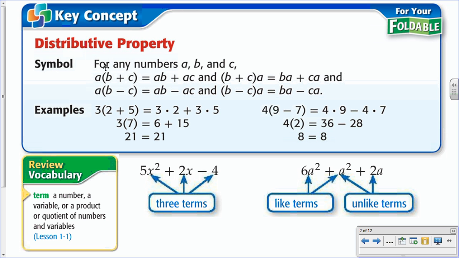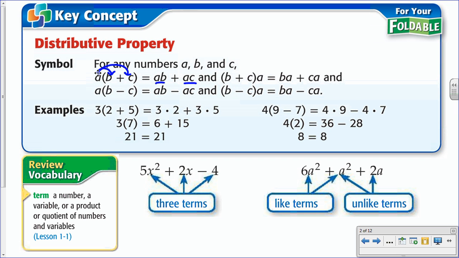Okay, first key concept. Write this down. For any numbers A, B, and C, A times (B plus C) equals A times B plus A times C. Basically, all that means is that you're doing what? What are we doing here? Yeah, distribution. Taking the outside term and multiplying it times each term that's inside the parentheses. That's where this and this come from.